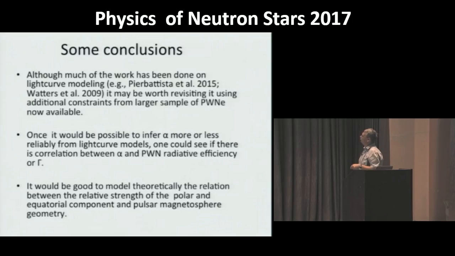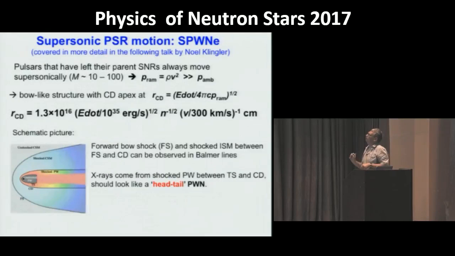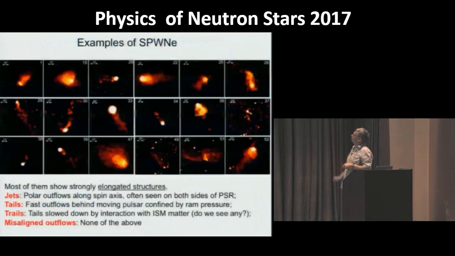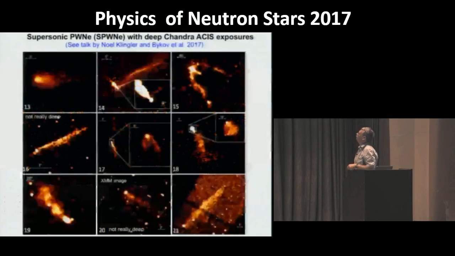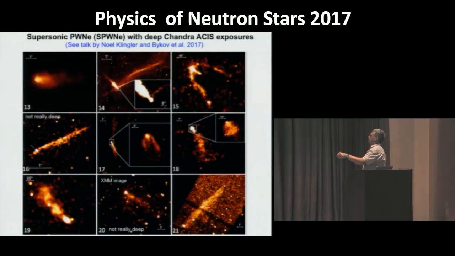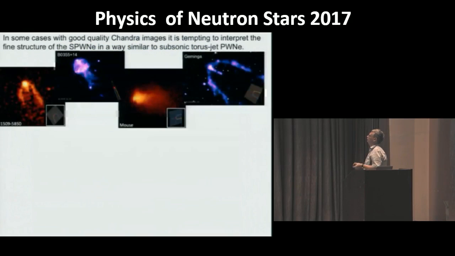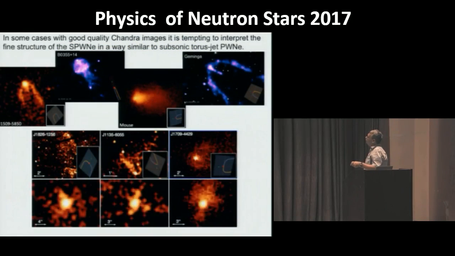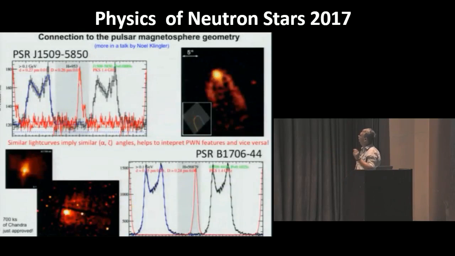What's interesting also is to look if there is any change in the spectrum of the nebula as a function of the alpha angle. The supersonic nebulae I'll leave to the next talk by Noel Klingler. He will show the images of the population. He will focus maybe on 3 or 4 objects, but there are about 20 supersonic pulsar wind nebulae which have extremely interesting, recently discovered misaligned outflows. And in these cases, you can also use the structure of the compact nebula to infer the geometry of the pulsar and magnetosphere and to compare to the light curves. But Noel will talk about it.